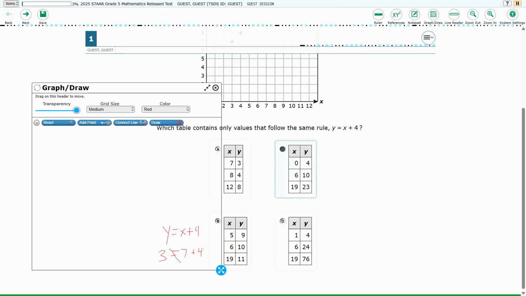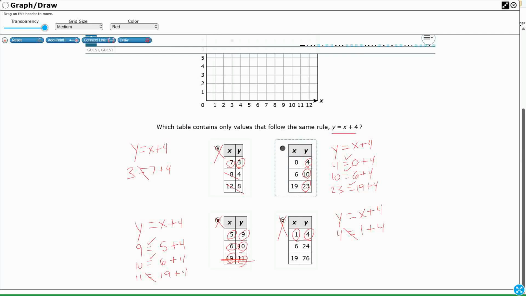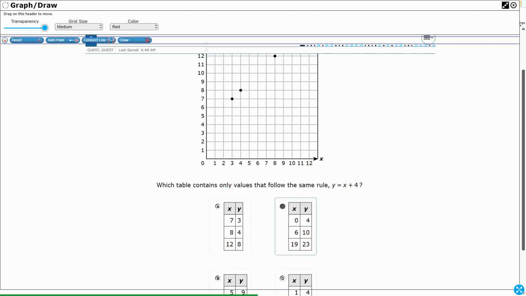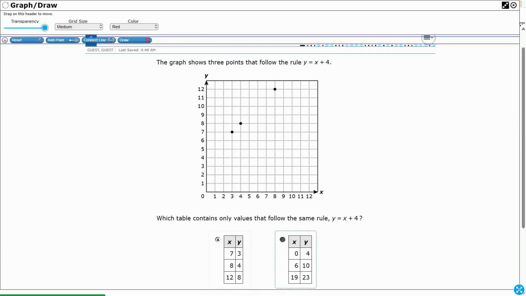But I did say that there is another way to solve this problem, so let's look at that. Let's erase all of this and use what we have on our chart here. We actually have x and y coordinates, okay? So if I have an x of 0 and a y of 4, I'm going to mark that, and let's make our grid size small, and I'm going to add points. I'll put one right there at 0, 4, one at x of 6, y of 10, and then x of 19. We can't do that one because that's off the graph.